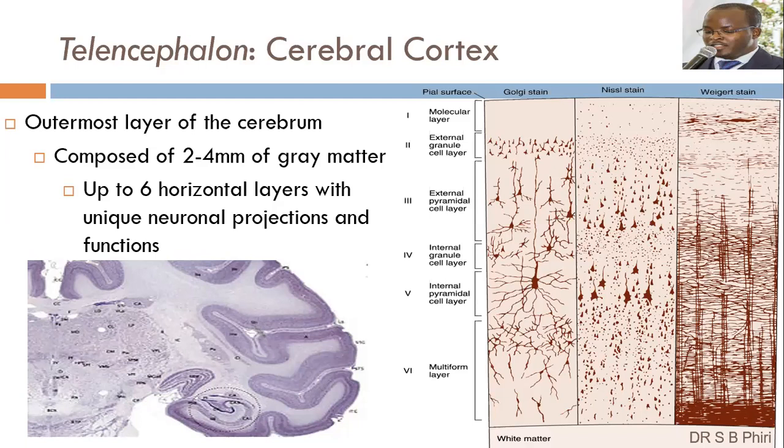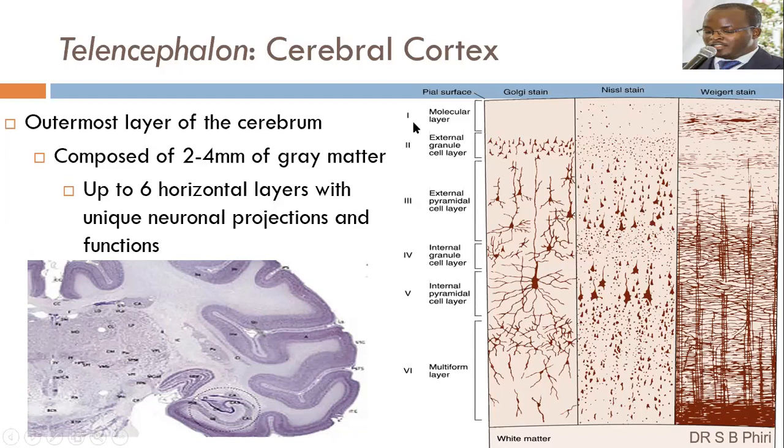Then on the peripheral, this is where you find the white matter. But that's not the case with the brain itself. So you have the cortex. This cortex will contain a lot of cell bodies of the neuronal cells. So it's composed of 2 to 4 millimeters of gray matter and up to 6 horizontal layers with unique neuronal projections and functions. So you have the 6 layers of the cortex.